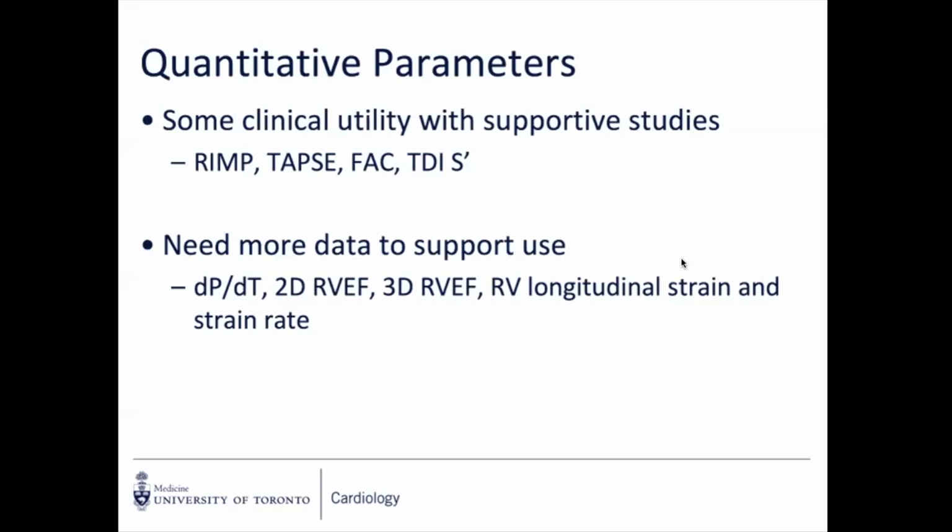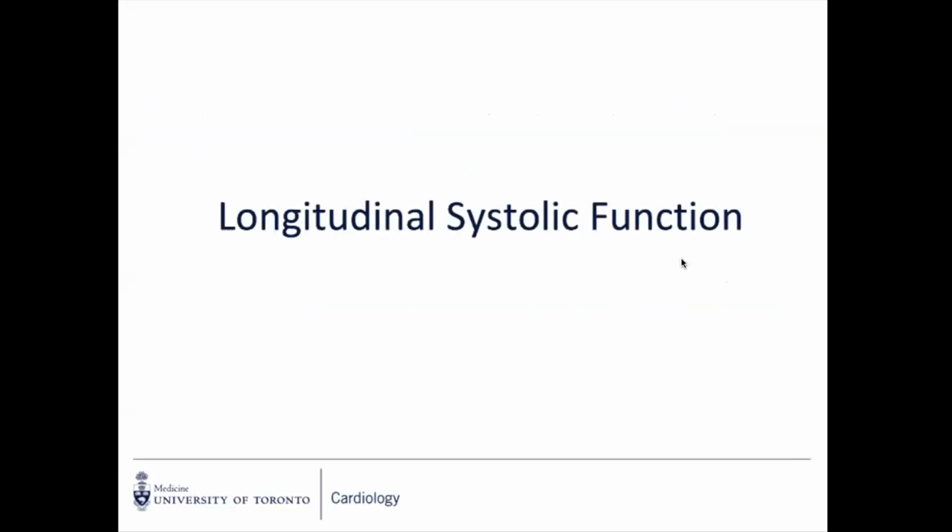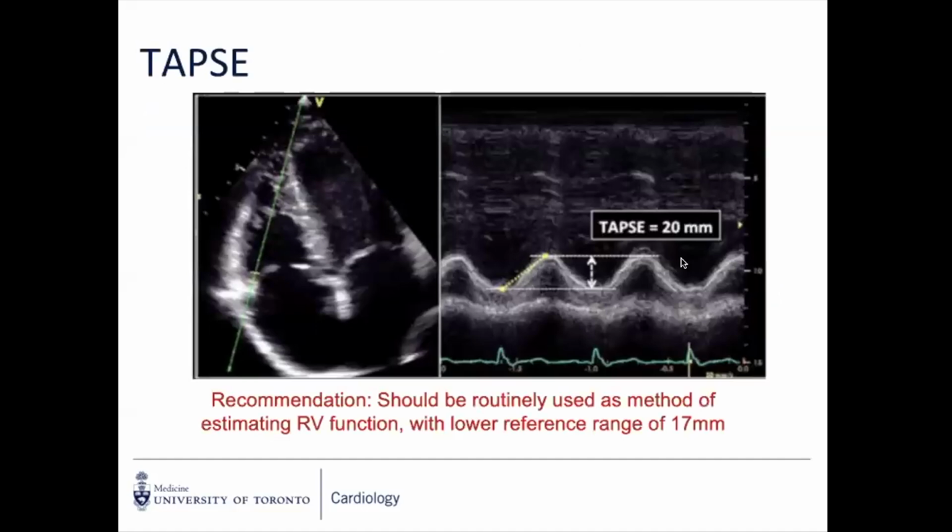Most commonly used are the TAPSE and S prime because of their ease of use. We don't have as much data to support routine use for pressure gradients or 2D or 3D RVEF, RV longitudinal strain or strain rate. So going through our regional measures of systolic function, our longitudinal strain.